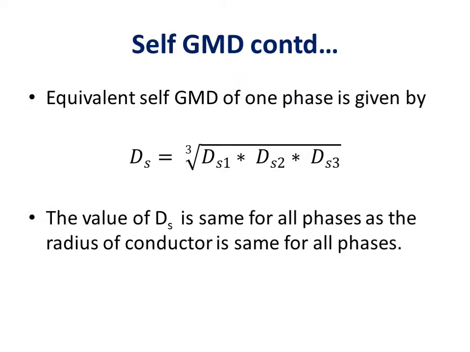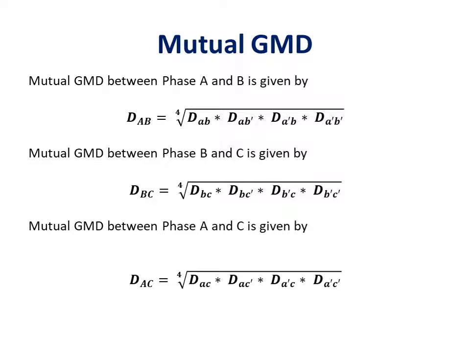Now let us see how to calculate the mutual GMD. Mutual GMD means between a conductor of one phase and a conductor of another phase. That is, there can be mutual GMD between A to B, B to C and A to C. So we need to consider the distances between A and B. On one side conductor A will be there and conductor B will be there; on the other side conductor A dash and conductor B dash.